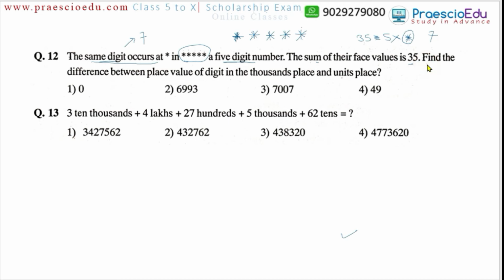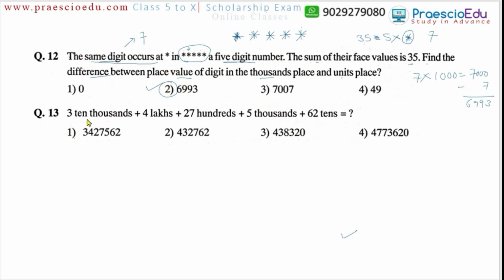Now the further question asks to find the difference between the place values of the digit in the thousands place and the units place. Thousands place means the face value 7 multiplied by 1000, so 7000. And in the units place the 7 face value is multiplied by 1, so 7 comes, and they are asking the difference. So 7000 minus 7, here 3 will come, then 9, then 9, and the 1 is gone, meaning 6. Okay, 6993. So this is given in our option number 2.